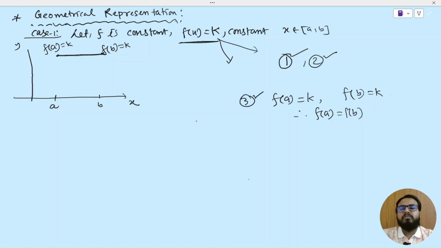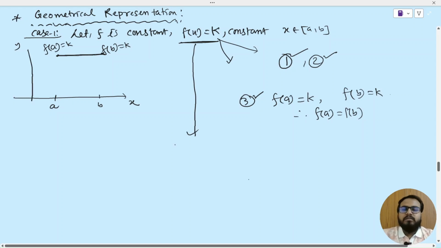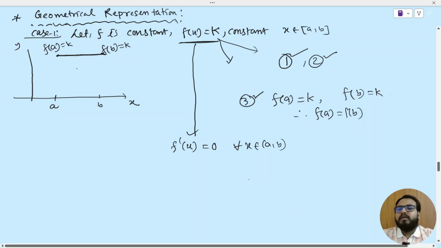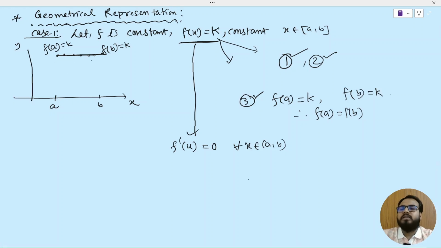So according to Rolle's theorem, there must exist a point c in the open interval (a, b) such that f'(c) = 0. So how can we show that? Since we know that the derivative of a constant function is always 0 for all x belonging to the open interval (a, b), this means that there are infinitely many c's lying in the open interval (a, b) such that f'(c) = 0. Getting my point? Therefore, in case 1, Rolle's theorem is true.